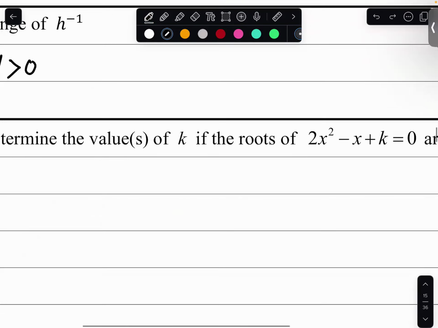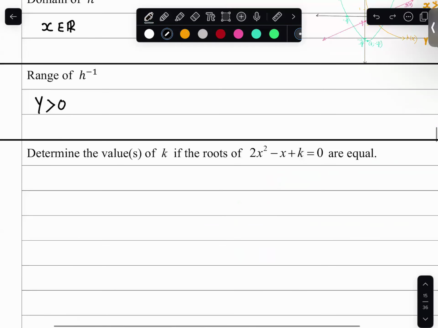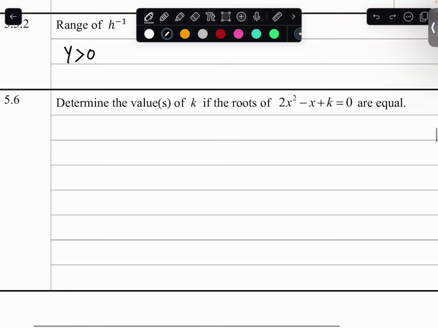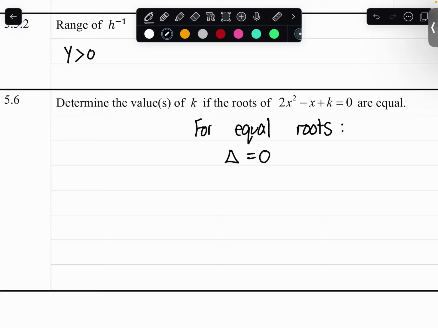Don't forget that. Determine the values of k if the roots of 2x squared minus x plus k is equal to 0 are equal. This is a nature of the roots question. For equal roots, delta must be equal to 0, which means b squared minus 4ac must be equal to 0. Pull your a, b, and c values here. Make sure that your equation is in the form ax squared plus bx plus c is equal to 0. You have to have that equal to 0 on the other side.